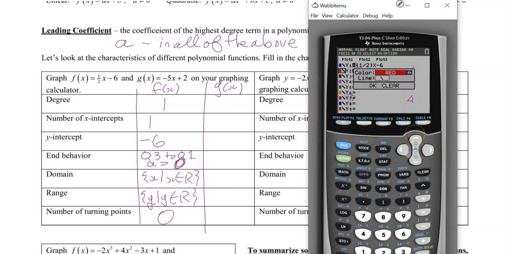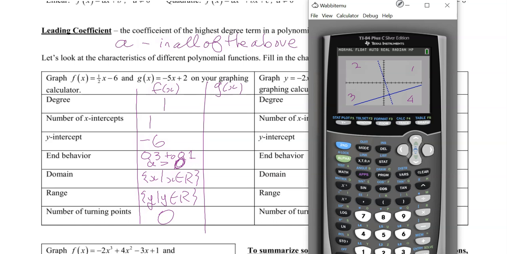What I'll do is I'll change it to blue as well. Okay, so now we'll say okay. And let's say graph. So on a grayscale calculator, this would be your y1, the solid line, and then this would be your y2, the dotted line. Okay, but you have to tell them apart.